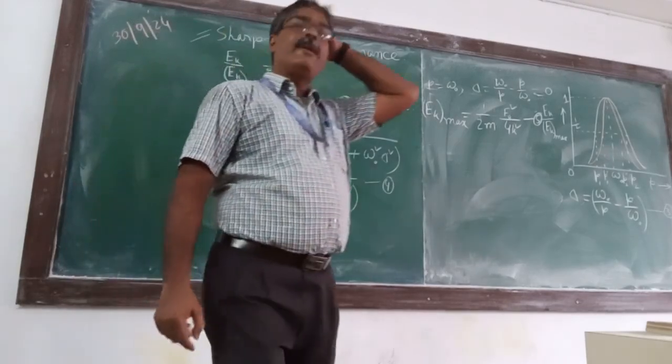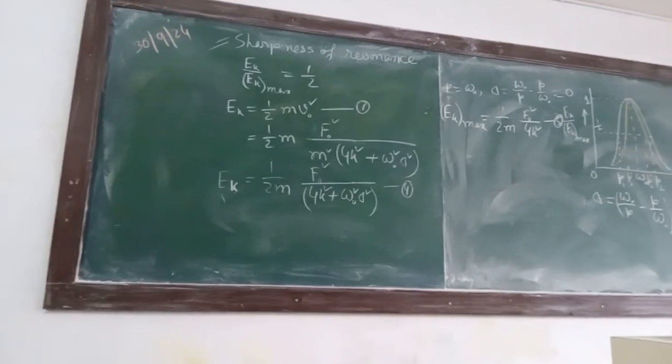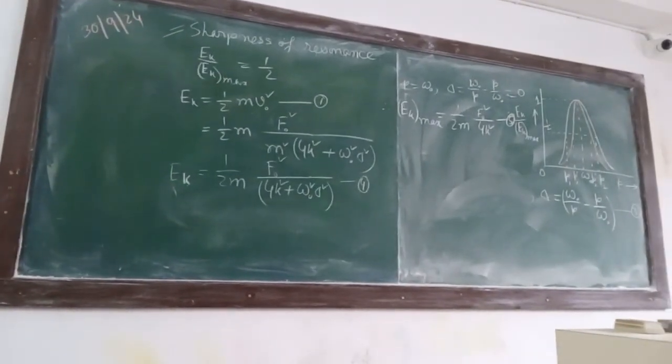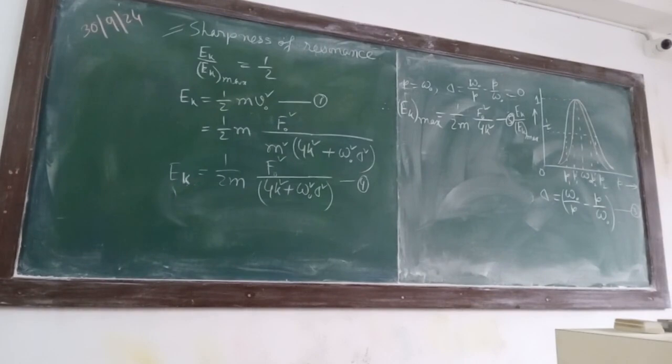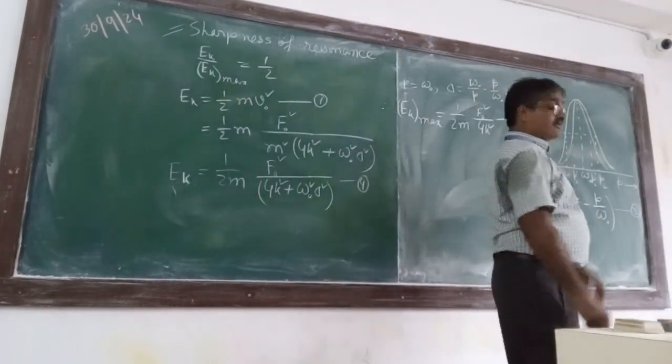And we know that at p equals to omega naught, there is a velocity resonance. What is velocity resonance? When the velocity amplitude becomes maximum. So if the velocity amplitude becomes maximum, that means the kinetic energy is also maximum. Okay? Now, what is Ek by Ek max?